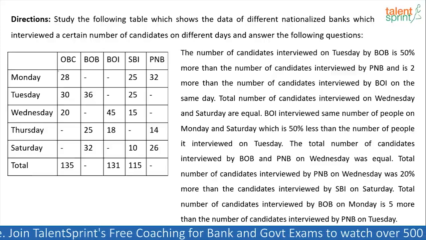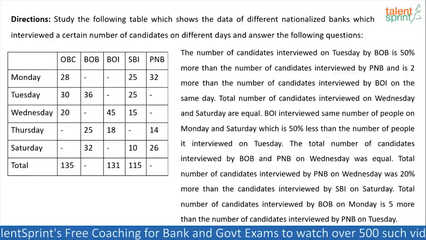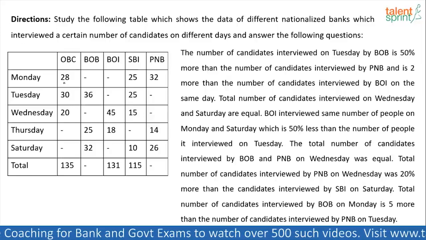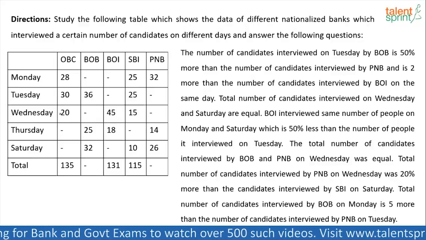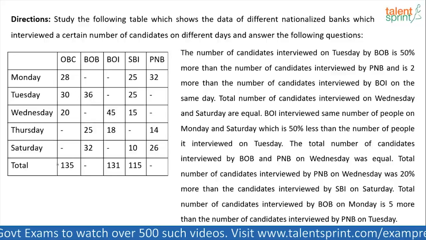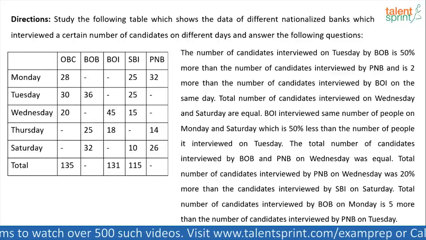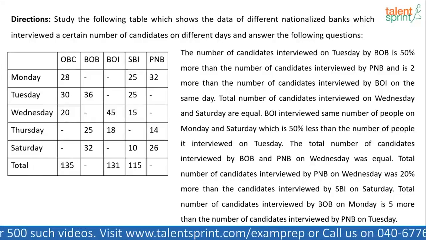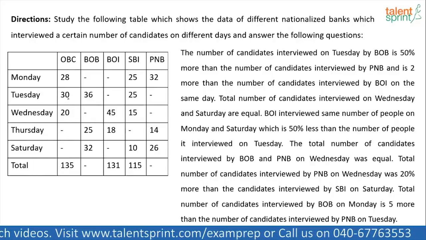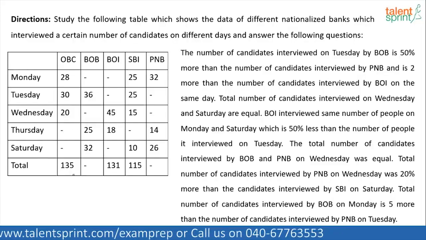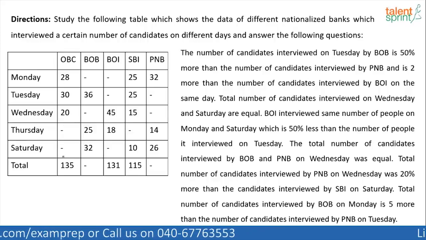Now there's no way that you can fill any of these values directly unless, for example, for OBC, we know that on Monday they interviewed 28, Tuesday it was 30, Wednesday it was 20. The data on Thursday and Saturday is missing here, but the total is 135. So we cannot do anything about OBC because two unknown values are there. We'll be able to form only one equation, right? What will that equation be? 28 plus 30 plus 20 plus Thursday's value plus Saturday's value equals 135. Now one equation in 2 variables cannot be solved, right? So we cannot do anything about OBC.